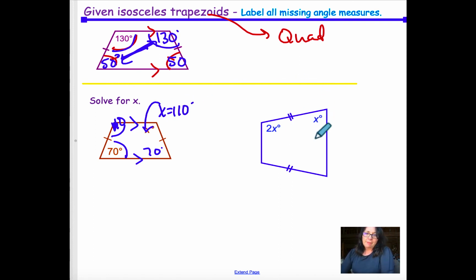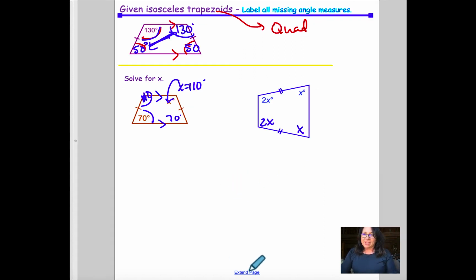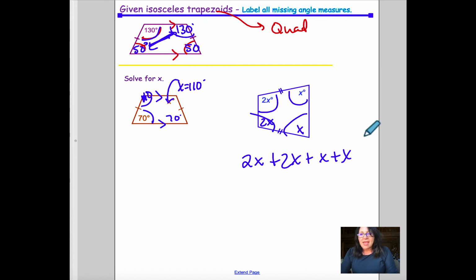For this problem, this is x. We don't know what that is. That's x. This has to be 2x. So this problem is a little bit more interesting in that they didn't give us actual values. They just said, hey, 2 times this angle and angle. So that means that 2x plus 2x plus x plus x, all the angles in a quadrilateral have to add up to 360 degrees.